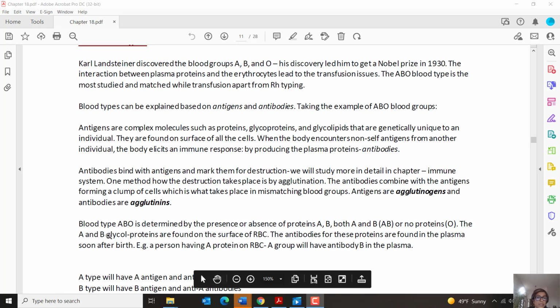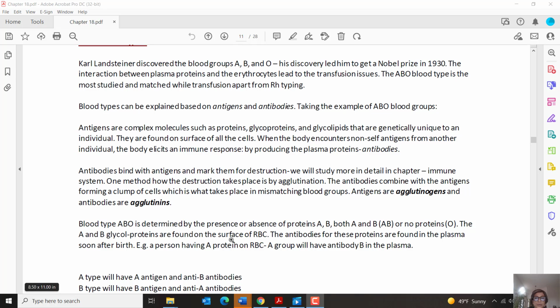That is, they clump together and they clump the cells, whatever cell it might be. So when we talk about the ABO group, we are talking about the presence of protein A, protein B, both proteins, or no proteins. Okay, so these are called the antigens, which are found on the surface of red blood cells. A and B are glycoproteins found on the surface of RBC, and antibodies for A and B are found in the plasma, right? And we are born with it.